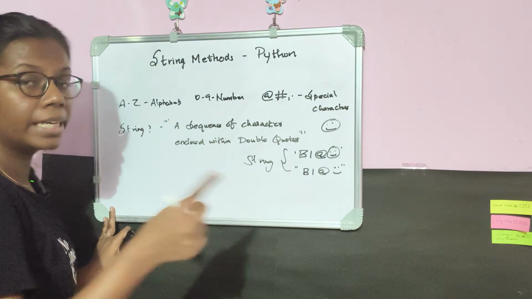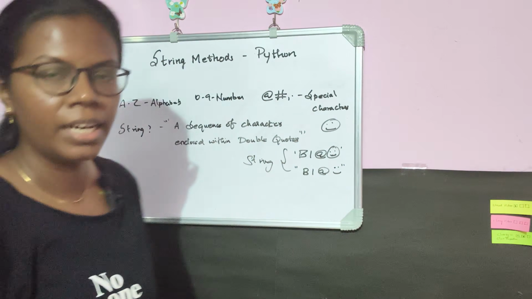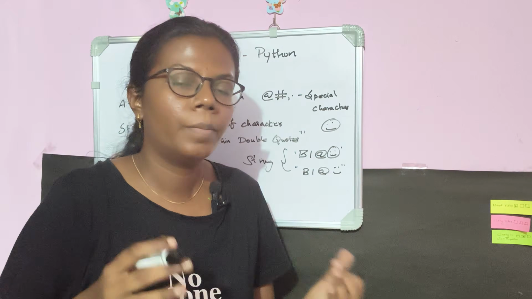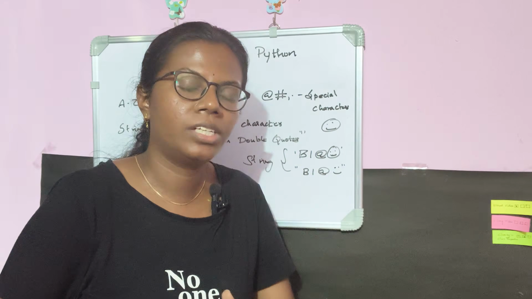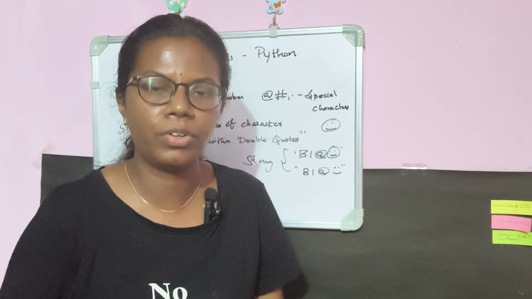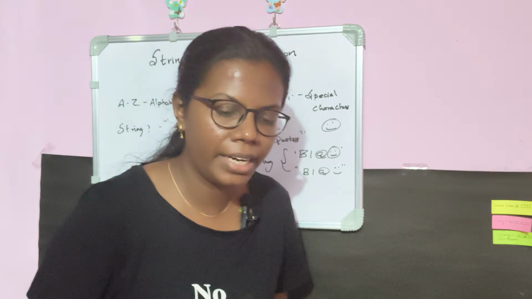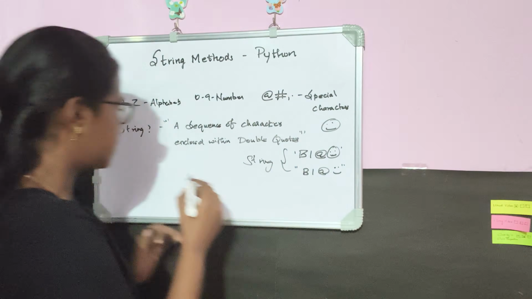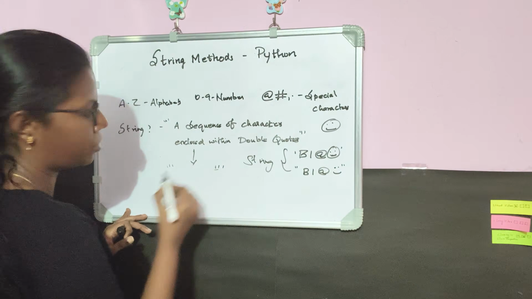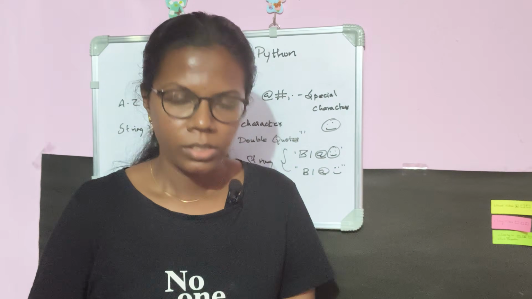If I have a single line string, then I need to enclose that within single or double quotes. But if I have a string that is more than a line, it might be two lines, a paragraph, or an essay, in that scenario I need to enclose that within triple quotes to convert that into a string. That is how string in Python works.